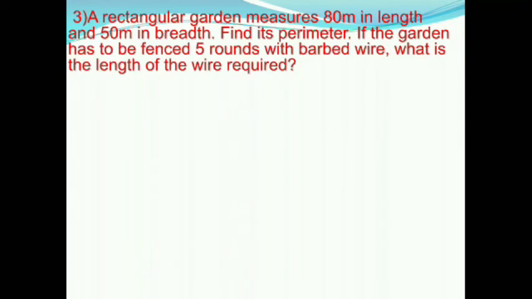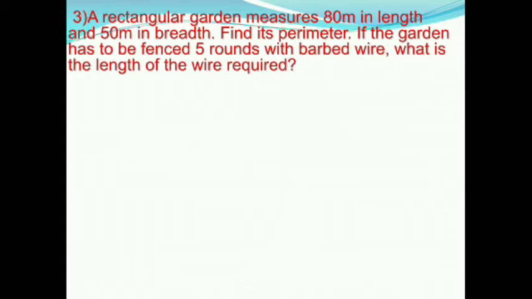Now we should solve another word problem. First we should read the question. A rectangular garden measures 80 meter in length and 50 meter in breadth. Find its perimeter. If the garden has to be fenced 5 rounds with barbed wire, what is the length of the wire required? Children, here first we should find out the perimeter. Then we should find out the wire required.